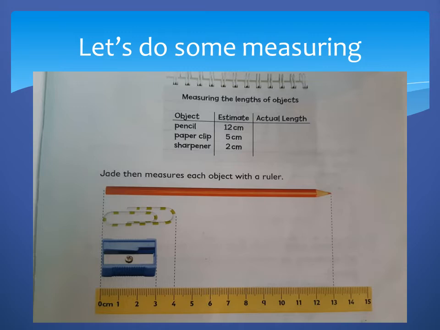Because the actual measurement is, the pencil is 13 centimeters. I said 6. That's so low. I underestimated. The paper clip is 4 centimeters. I said 1.5. That's really low as well. What did you say? Okay, and the sharpener is 3 centimeters. I said 1.5, not even 2. Wow, I really underestimated. What about you?